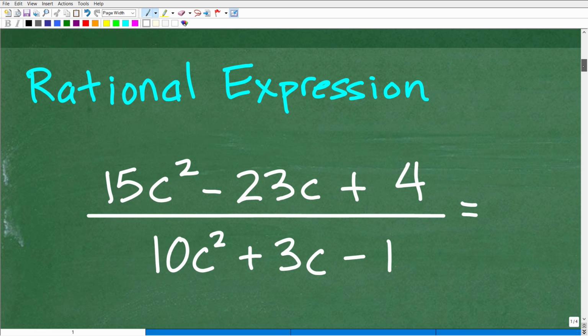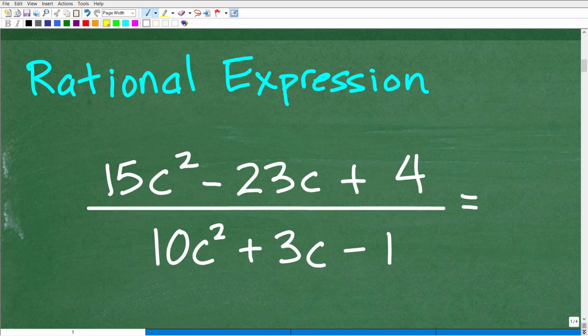Okay, so we're talking about rational expressions, and you need to understand this word rational. Here is a rational expression, right? Now, I have an equal sign here. We're just trying to simplify it, but this would be an expression.